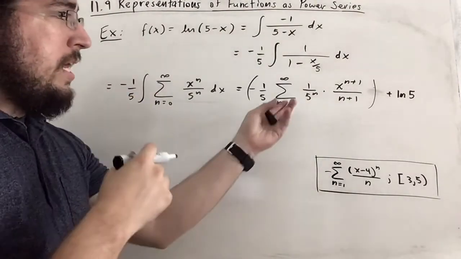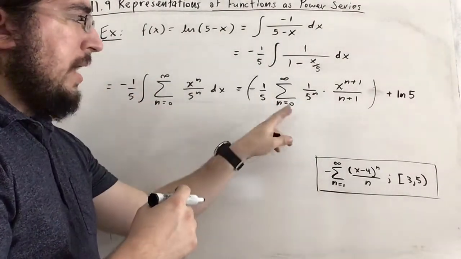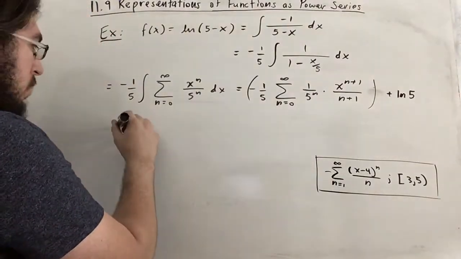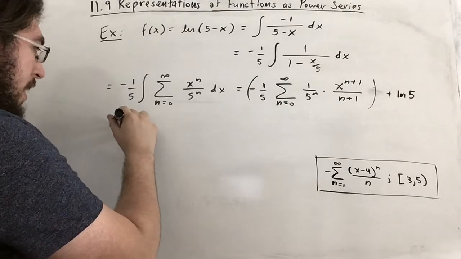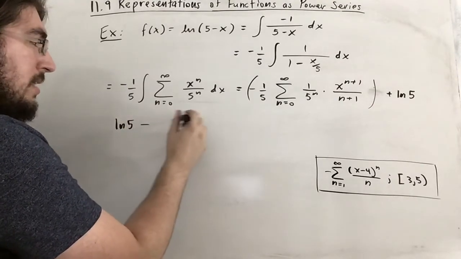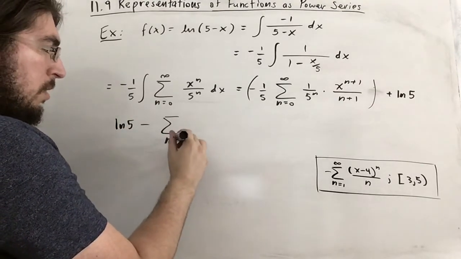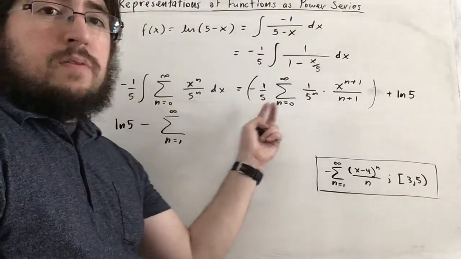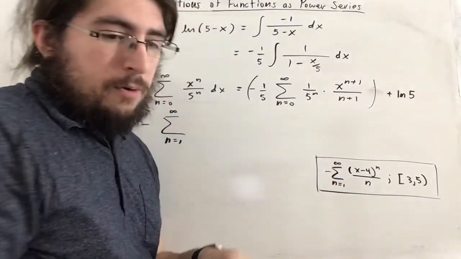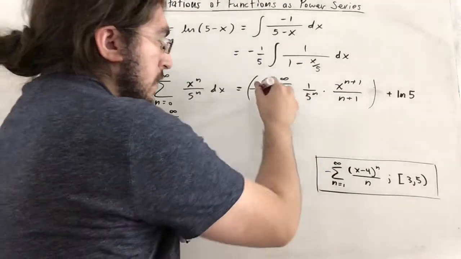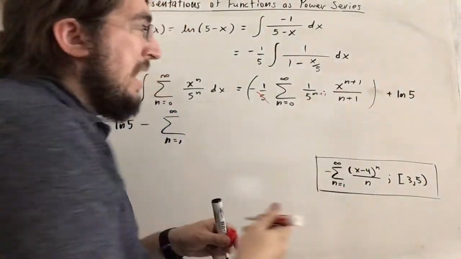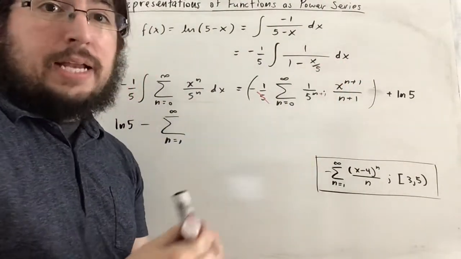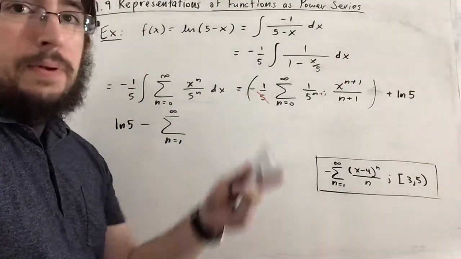And now we can re-index this by adding 1 here and subtracting 1 everywhere else. So what we'll get is, let me see if I can write this as ln of 5 minus this sum, which will start at 1 now instead of 0. Now, if you bring the 1 over 5 in, it adds 1 to this power, so let me show that in red. Bringing it in adds 1 here.